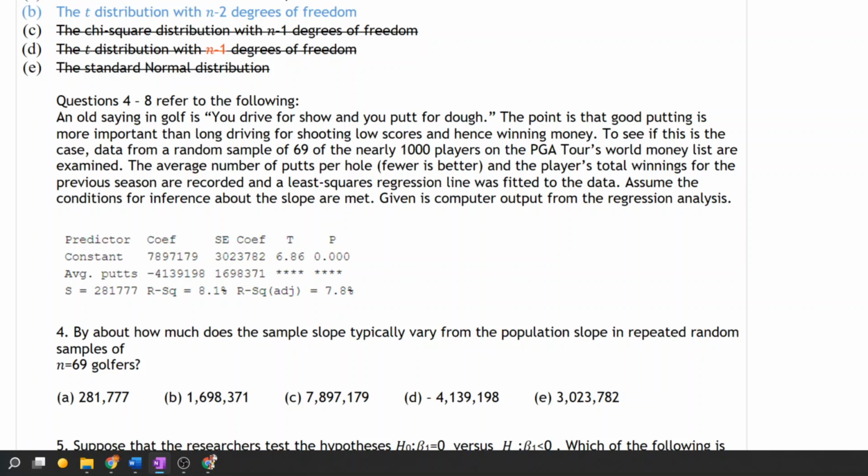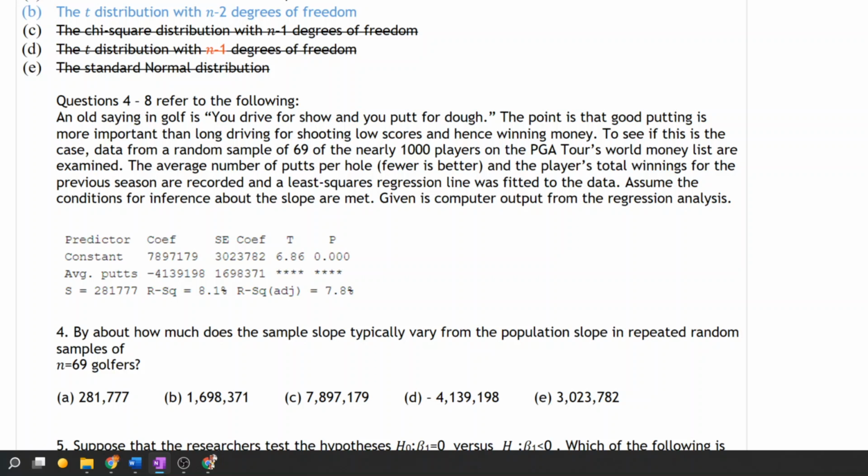So, an old saying in golf is, you drive for show, you putt for the dough. The point is that good putting is more important than long driving for shooting low scores and hence winning money. To see if this is the case, data from a random sample of 69 of the nearly 1,000 players on the PGA Tour's World Money List are examined.